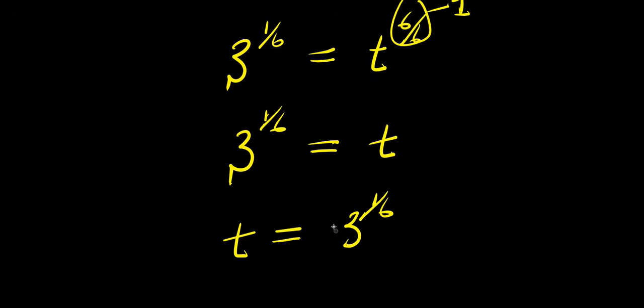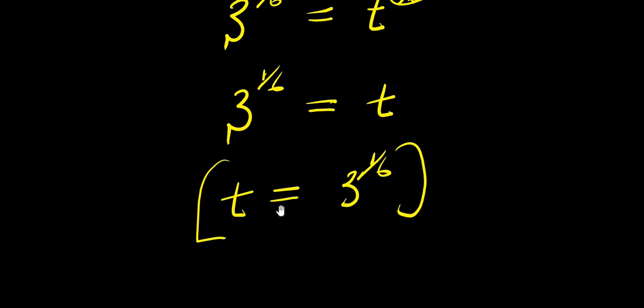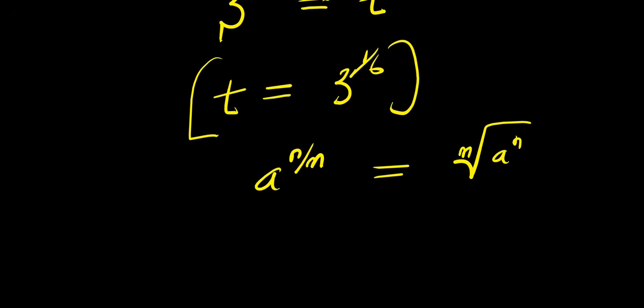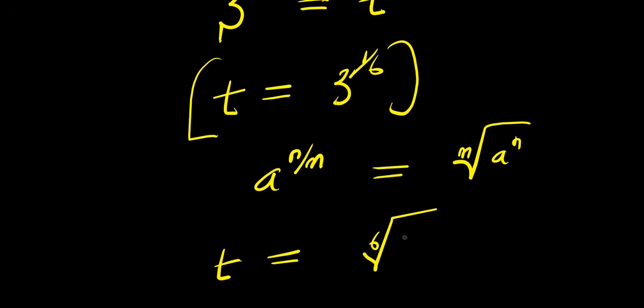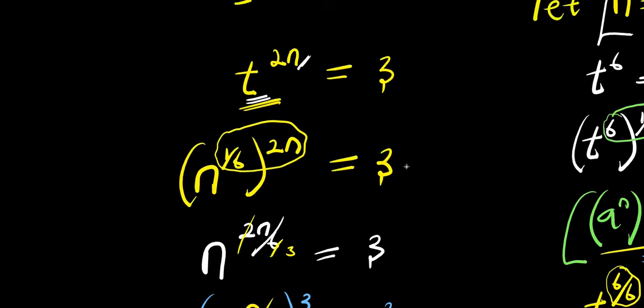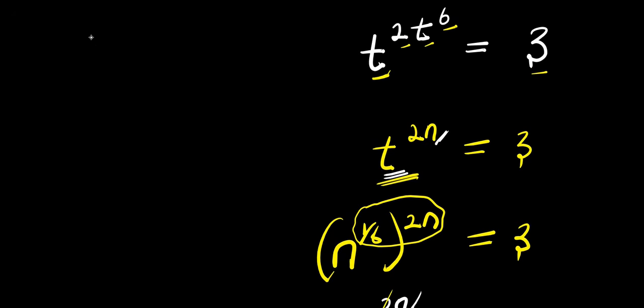Now, this is okay. So the next thing we are going to do will be to simplify this. If you have a power n over m, this equals the m root of a power n. Meaning that we are simply going to have t equals, this is the 6th root of 3 power 1, which is the 6th root of 3. So the next thing we are going to do will be to check. So we come over here. We have check.